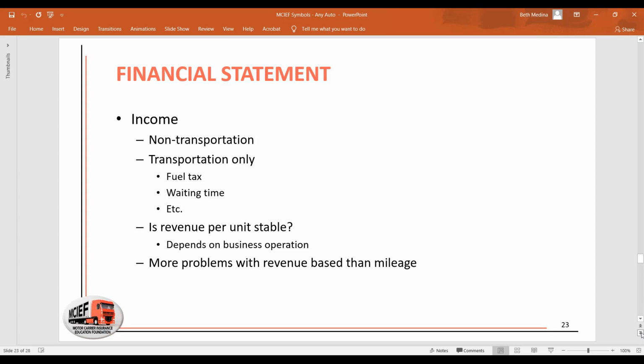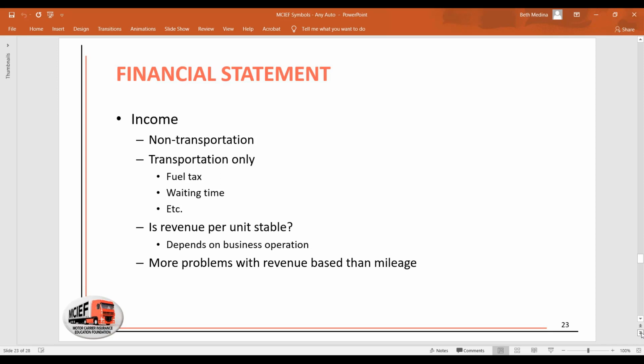There's more of a problem with revenue-based than miles because of the definition of what is revenue. I have often found the insured wants to put in everything they gross, no matter where it comes from, to base the premium on. But at audit time, they want to leave out all the stuff that's not transportation, again like waiting time and fuel taxes. So the concern here is to balance the revenue and miles to make sure they make some sense.